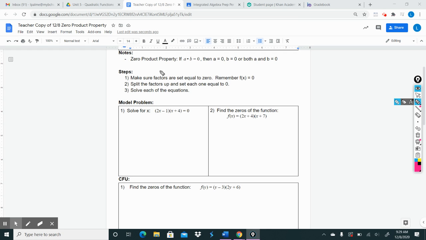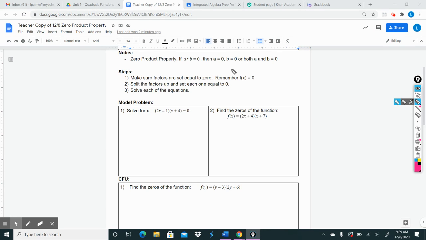Okay, today's video is about the zero product property. And this basically says if A times B equals zero, then A equals zero, B equals zero, or both A and B equal zero. Okay, because remember anything times zero is zero.